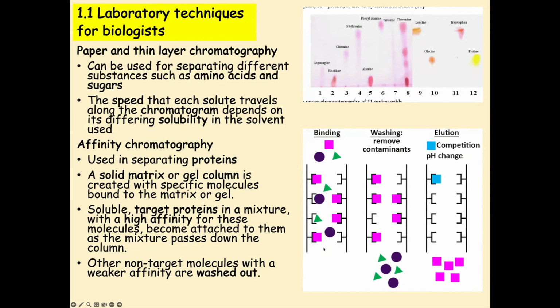And what would happen is the target proteins within the mixture would have a high affinity for these little specific molecules here. And these pink ones in this instance would be the target proteins. They're the ones with the high affinity. And you can see them binding and becoming attached to those specific molecules as the mixture passes through the column. And then at the end, they would then wash out the whole column there. And what would happen is the non-target molecules with a weaker affinity for these specific molecules here would then be washed out, okay? And we're left with the specific proteins that we were targeting initially.